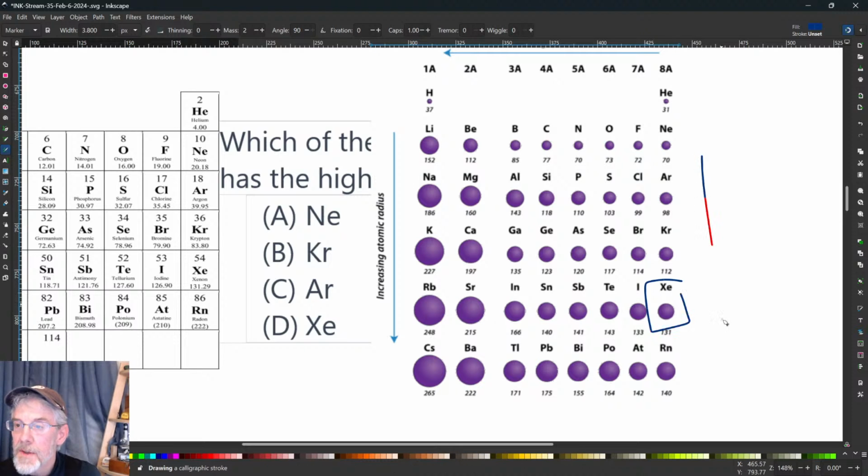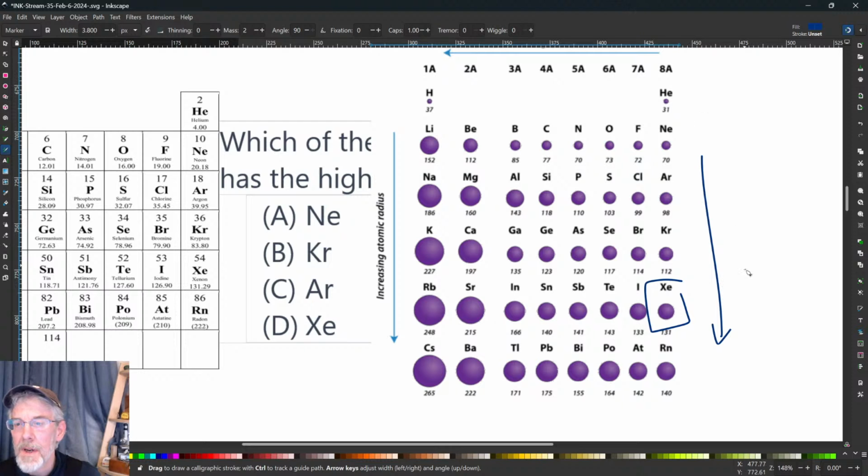And as we go down, you can see they're getting bigger. We're adding energy levels. Every time you go down a period, you add an energy level. And when they get a lot bigger like that, you end up having temporary dipoles form around the atom called London forces that will attract them. So they're more polarizable when they're bigger, so they stick together. They cling to each other.